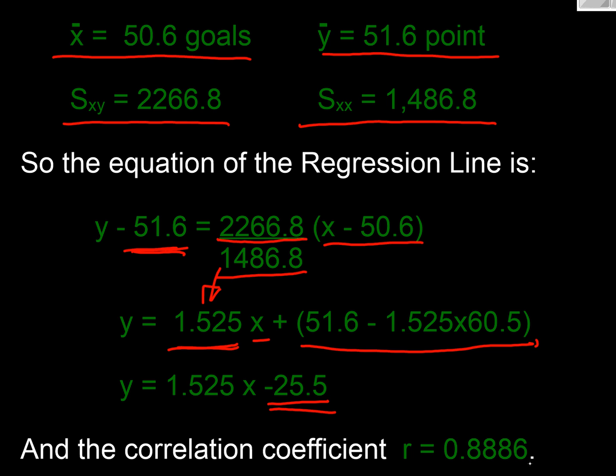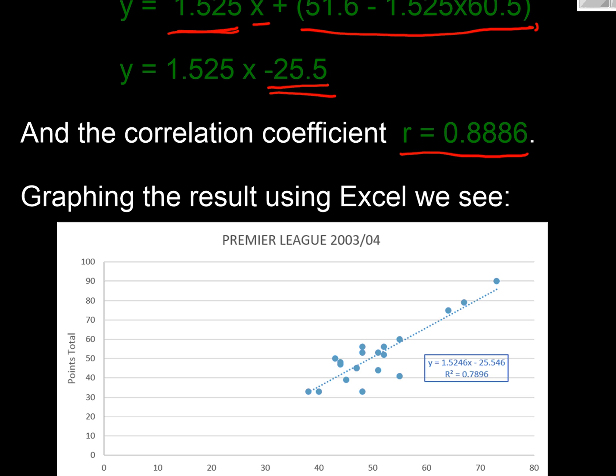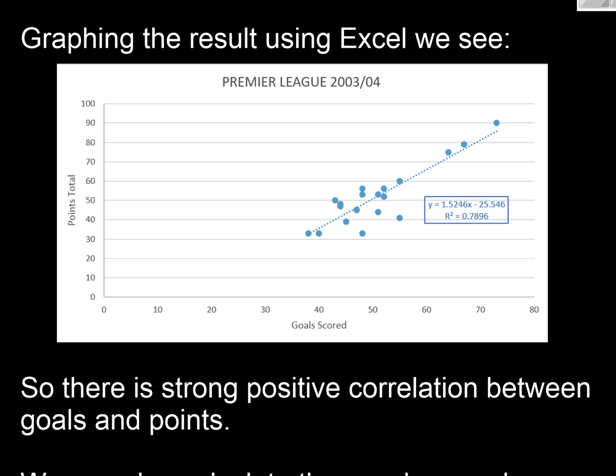And if we did the calculation, we'd find the R value is the same as we had before, 0.8886, which was strong positive, wasn't it? So let's graph these figures. Here are the values in the individual teams. On the bottom we've got goals, and on the top we've got points. So here's each team. There are 20 points for the teams.